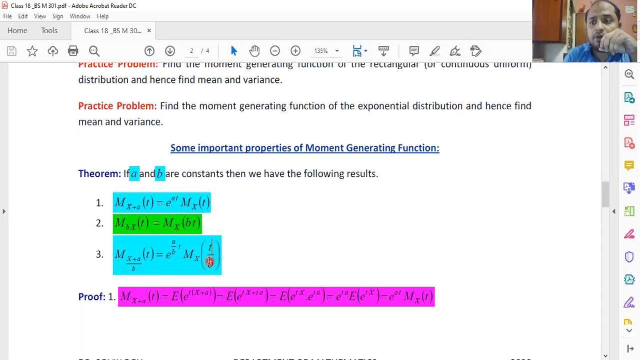If I am talking about 1 hour, T by 2 represents the first 30 minutes and the second 30 minutes. Try to think like that.